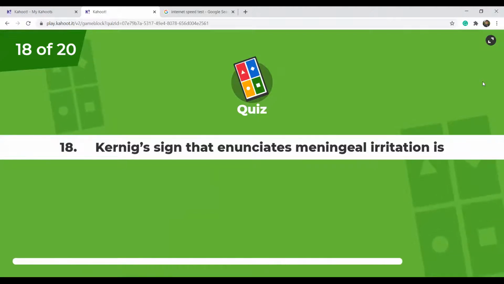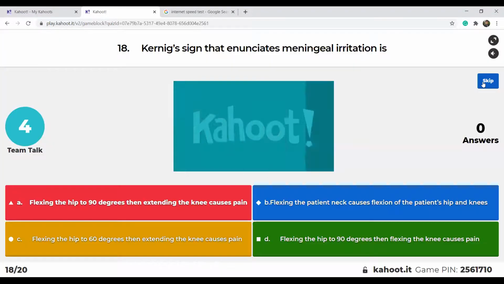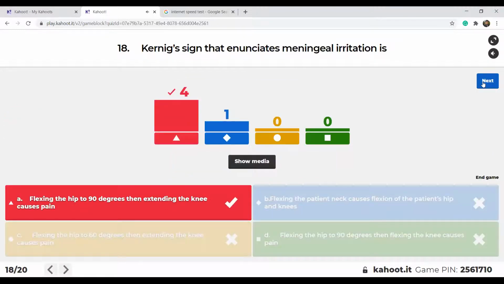Koenig's sign that enunciates meningeal irritation is flexing the hip to 90 degrees, then extending the knee causing pain; flexing the patient's neck causes flexion of the patient's hip and knees; or flexing the hip to 60 degrees, then extending the knee causes pain. Look at that really fast. Right, that's the answer. So it's a bedside diagnostic sign used specifically to assess a patient's risk for meningitis. It is important along with 2 other important signs, Brudzinski sign and nuchal rigidity.